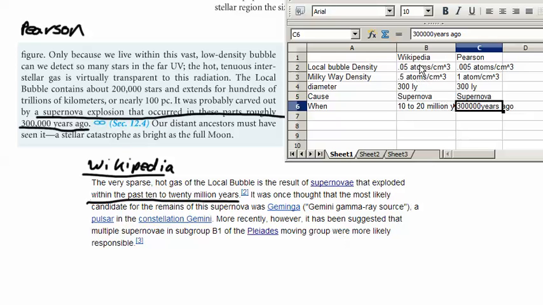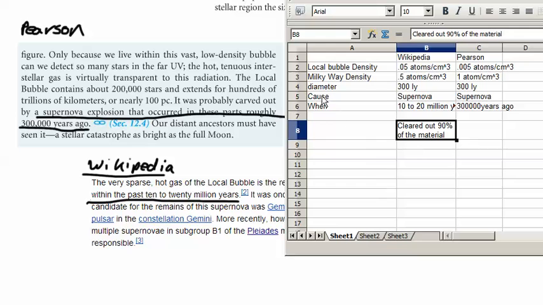Now, I think the difference between 0.05 and 0.005 could be almost a rounding error. Same thing with 0.5 and 1. Off by a factor of 10, no big deal. But between 300,000 and 10 million years is a factor of like 30 to 70 times. So are one of these explanations, the Wikipedia and Pearson, just wrong, or what?